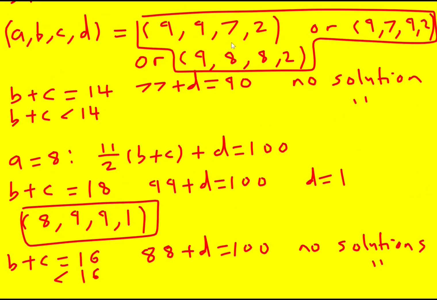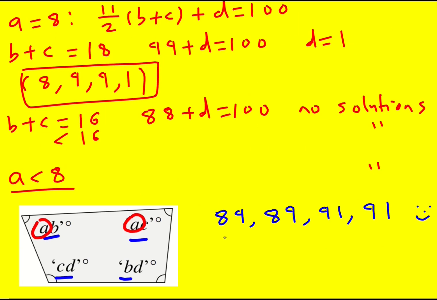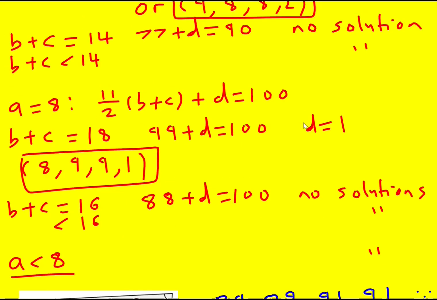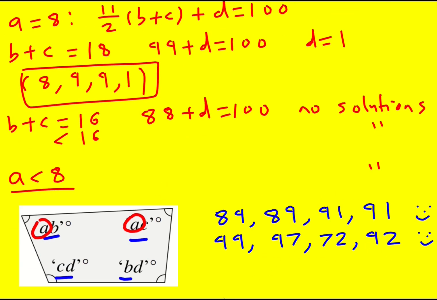And then I've got 9972, so 99, 97, 72, and 92. That would also work, yes. Now, if I do 9792, then all I'm doing is swapping B and C around. And if you put that in, you'll see that you get exactly the same solution.